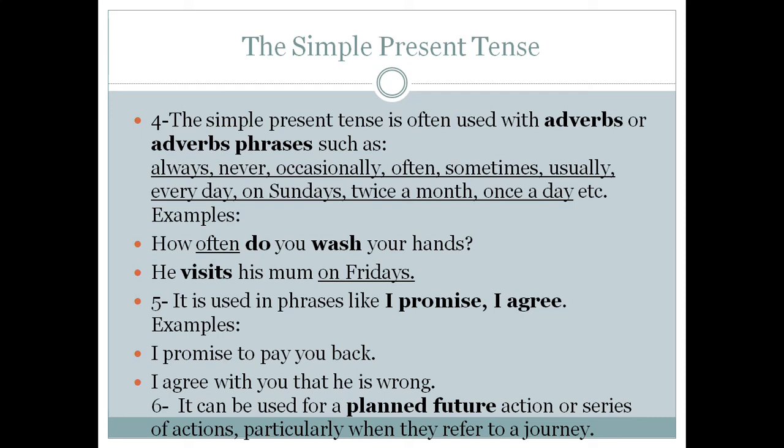It can be used for planned future actions or series of actions, particularly when they refer to a journey or when we have a timetable. When we studied the present continuous tense, we learned that it is used to express the future. The same thing here. The present simple can also be used for the future when there is a timetable.